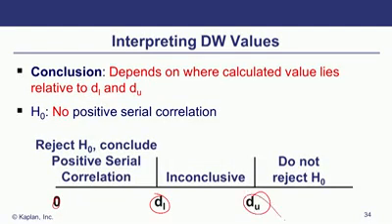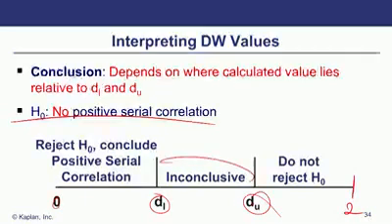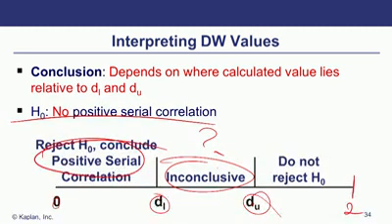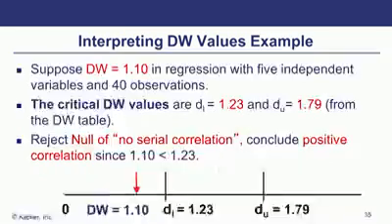And remember, above Durbin upper, if you imagine number 2 is here, we do not reject the null. Of course, null is that we do not have serial correlation. Between Durbin lower and Durbin upper, the test is inconclusive, and below Durbin lower, we conclude positive serial correlation. We talked about all that.